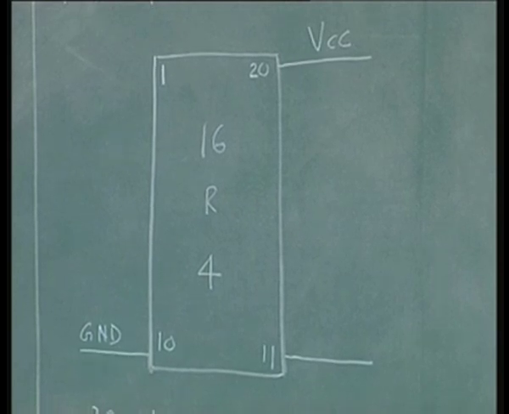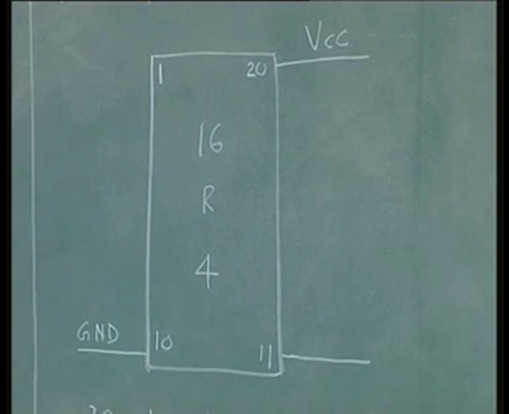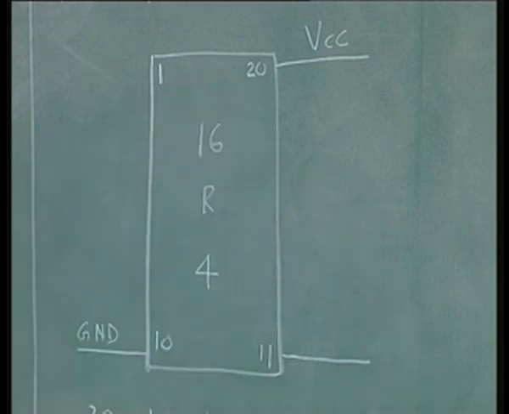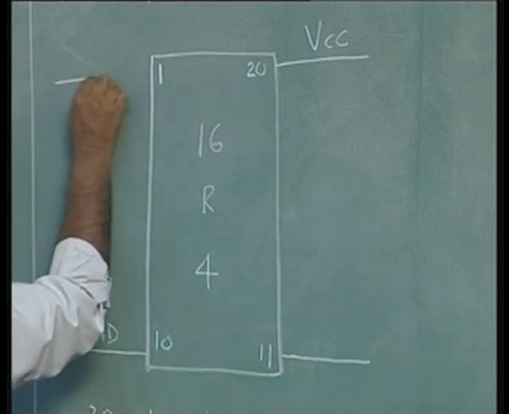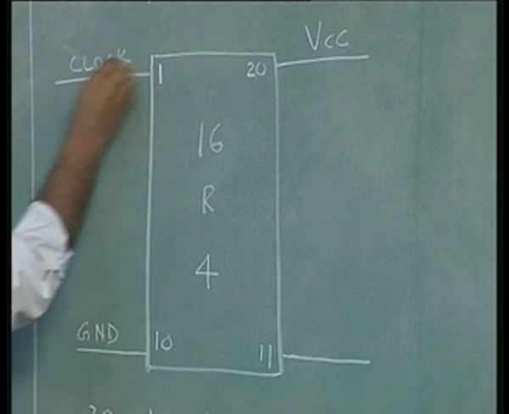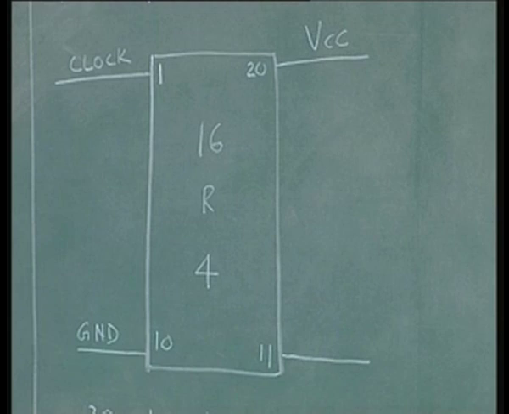This is how it is organized. One is the clock. You will see the explanation as we go along. One is the clock pin.